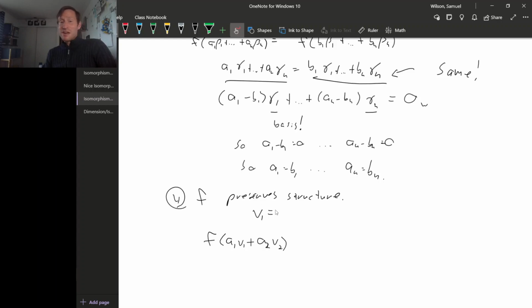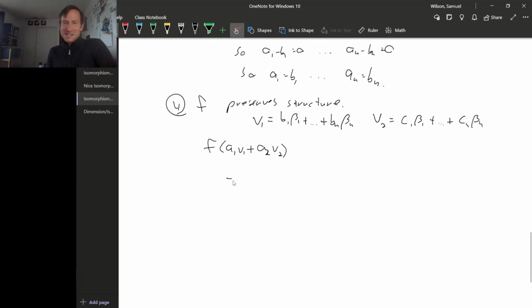So in particular, we need to write v1 in terms of the betas. Let's write it b1 beta 1 plus dot dot dot down to bn beta n. And then the same thing for v2. Let's write c1 beta 1 plus dot dot dot plus cn beta n. So you might see where this is going. It's a bit tedious to write this all out, but I feel professionally obligated to write it all down.